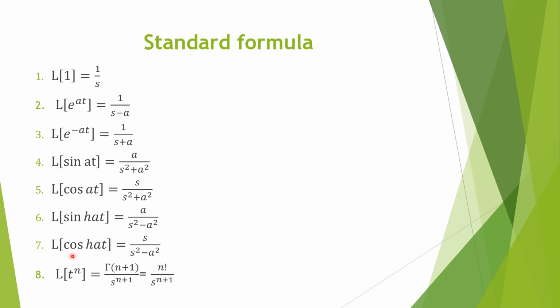Laplace transformation of cos hyperbolic at is s upon s square minus a square, and Laplace transformation of t raised to power n. We have two formulas. In case of integer, it is n factorial divided by s raised to power n plus 1, and gamma n plus 1 divided by s raised to power n plus 1.